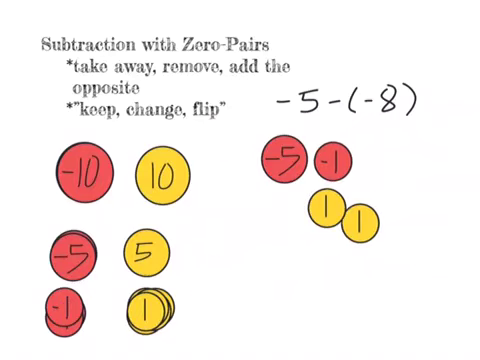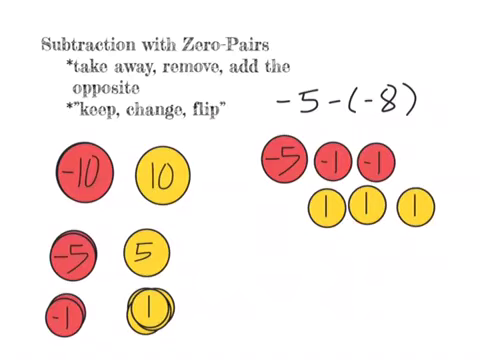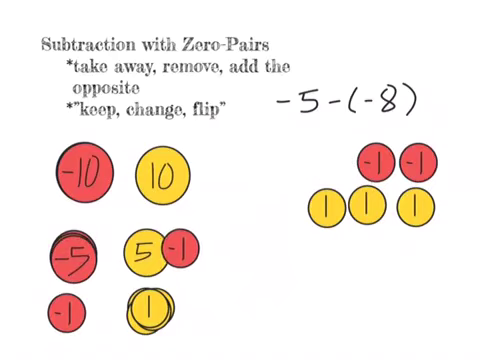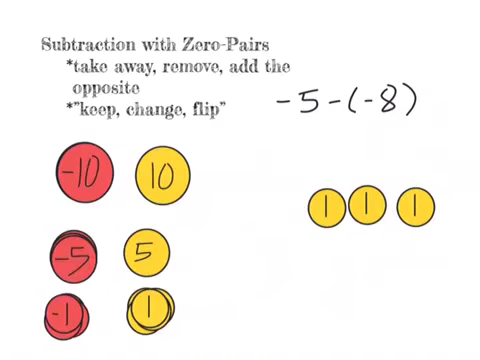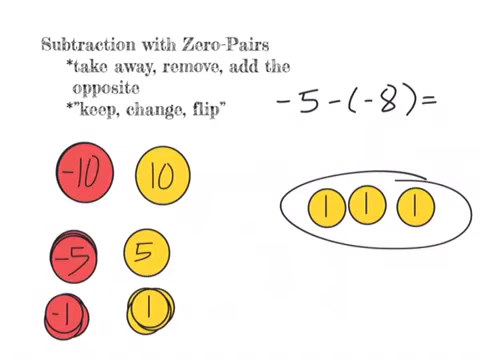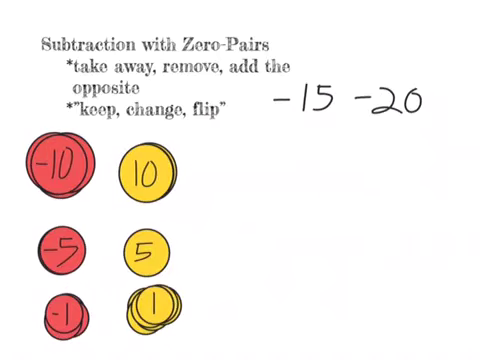So here's 1 zero pair, here's a second zero pair, and here's a third zero pair. Now I have enough negative counters here to take away 8. So negative 5, remove 8 negative counters, 5, 6, 7, 8, and then I look at what I have left. So negative 5 minus a negative 8 equals positive 3.